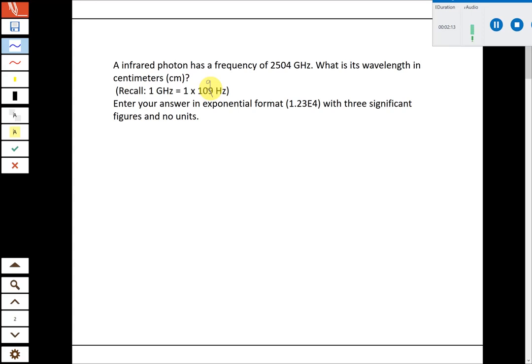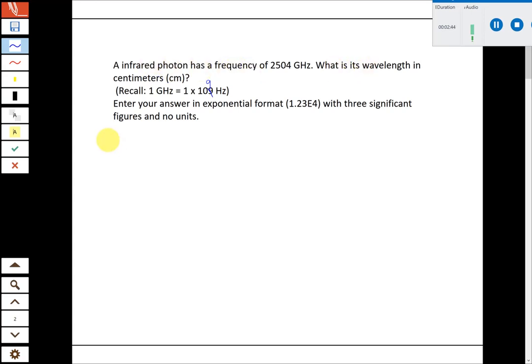But that's the conversion factor that we gave you, which you should probably know anyway, but it was provided for you. Then we wanted you to enter your answer in exponential format with 3 significant figures and no units. Make sure you follow very closely what Blackboard asks you to do, capital E, 3 significant figures, just to make sure there's no issues with getting a question marked wrong for a silly reason like that. I suspect the difficulty with this problem was just unit conversion. So we have the frequency of a photon, we want to find its wavelength.